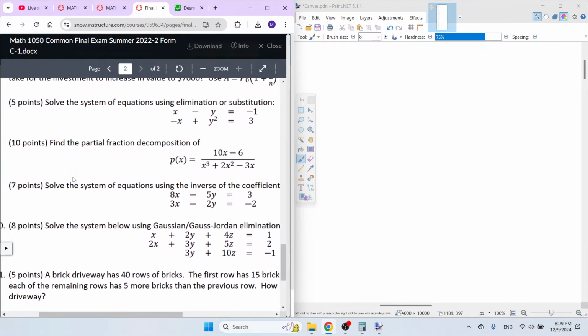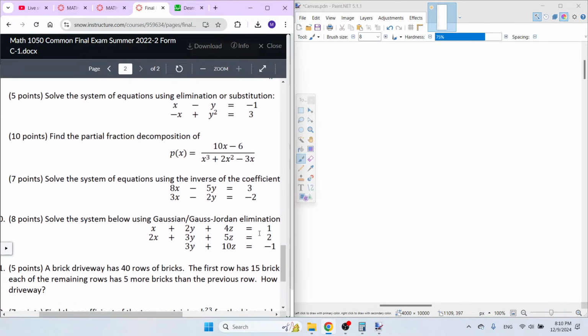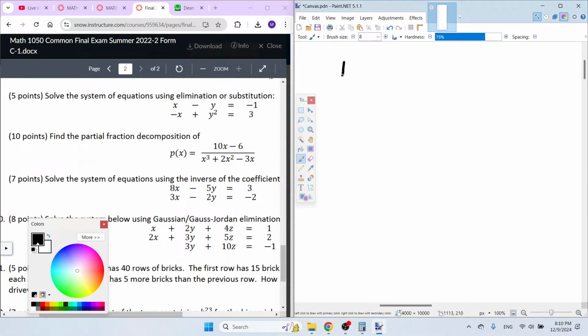Find the partial fraction decomposition of this. So we need to factor the denominator to do that. So this would factor as 10x minus 6 over x times, looks like x plus 3, times x minus 1. So the first step is to factor that.